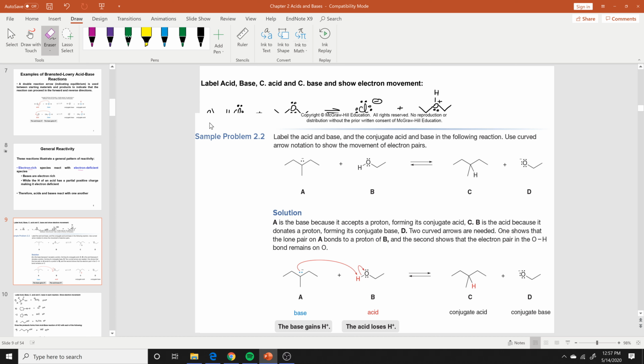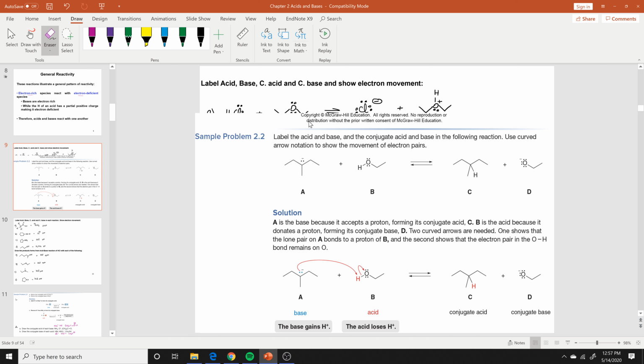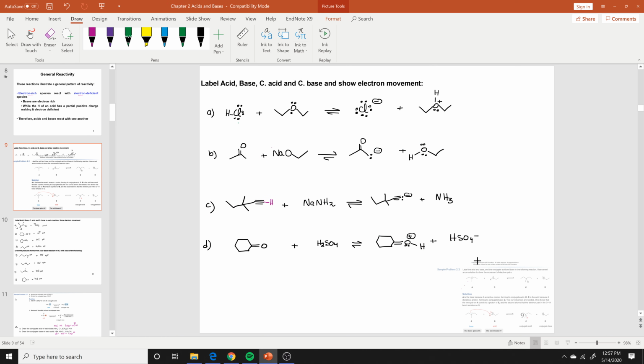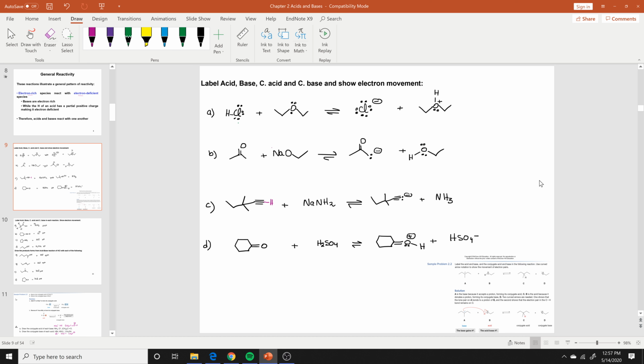So with this said, let's go ahead and do a problem. Label the acid, the base, the conjugate acid and the conjugate base. This is an acidic hydrogen, so this guy is going to be my acid. There is a lone pair in there. This is going to be my basic site, so this is going to be my base.